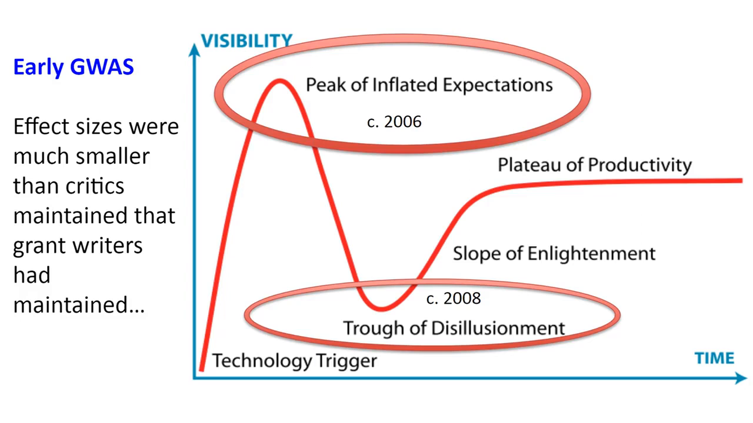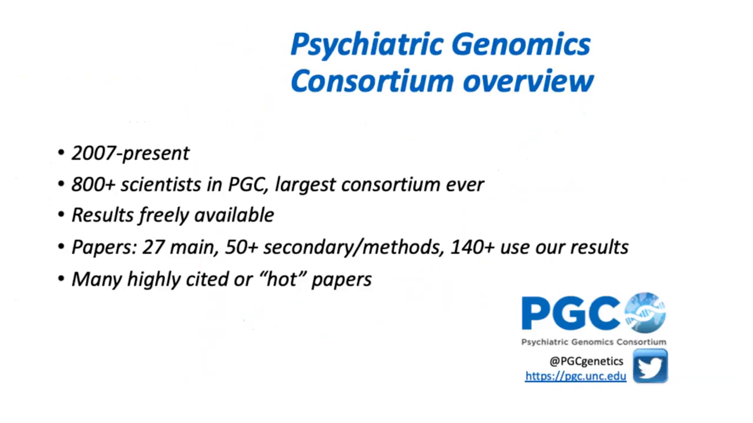But gradually, come 2009, 2010, people began to get larger sample sizes. And key for that in psychiatry has been the Psychiatric Genomics Consortium. It's the largest consortium ever in terms of raw data sharing, and the results of our analyses are freely available. And I'll show you the website for that a little bit later.